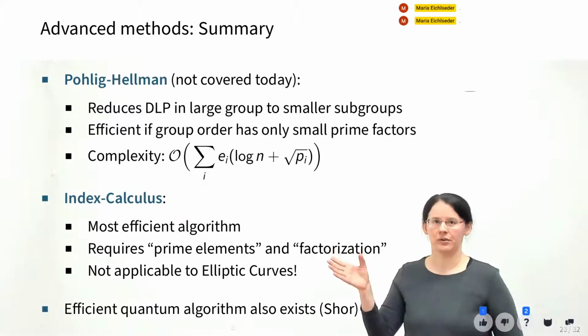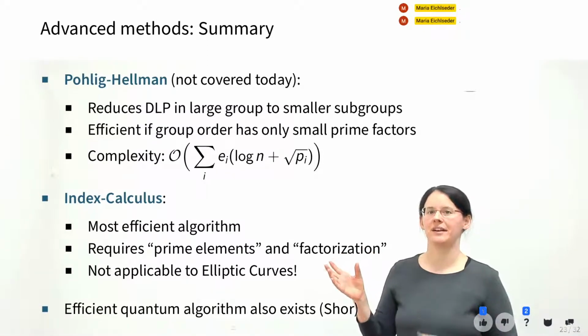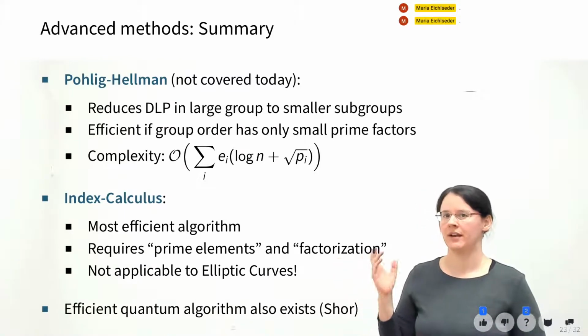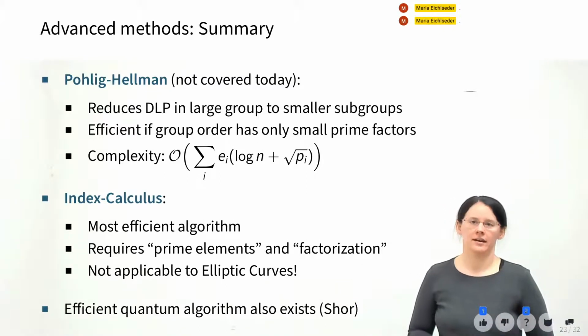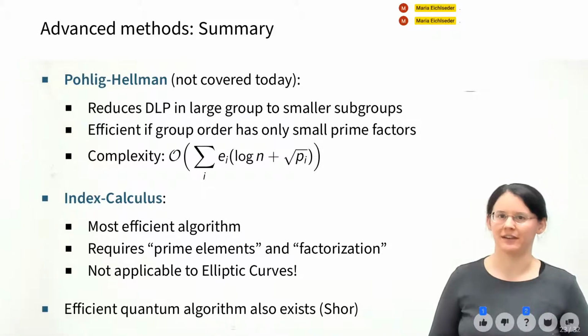And this means we can only use it whenever there's a concept similar to this. So whenever we have something like prime factorization within the elements of our group. And this is something we do not have in elliptic curves. At least unless the elliptic curves are somewhat special and supersingular and whatnot.